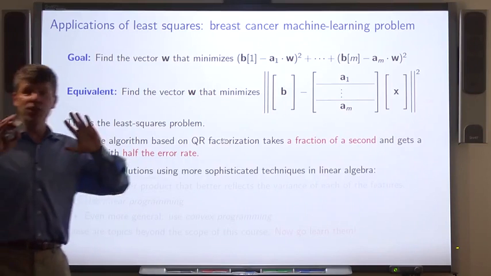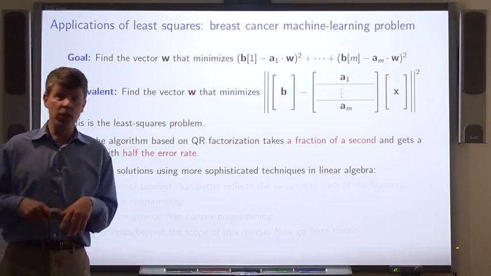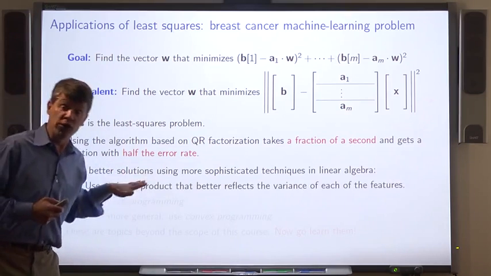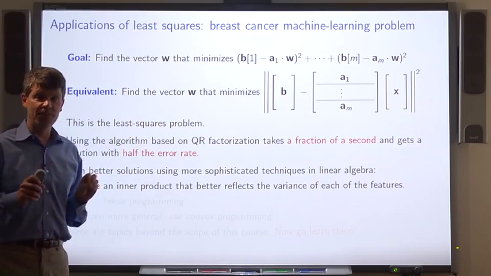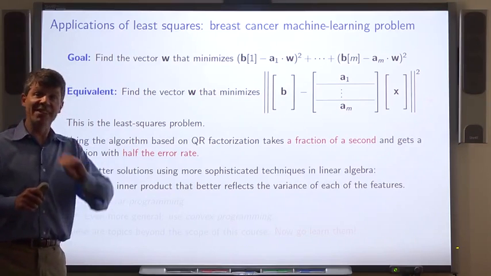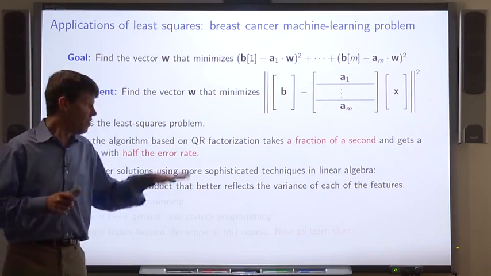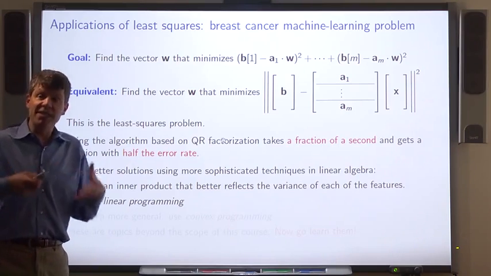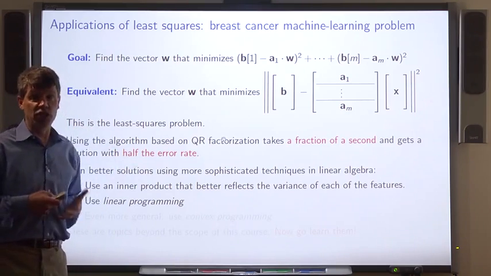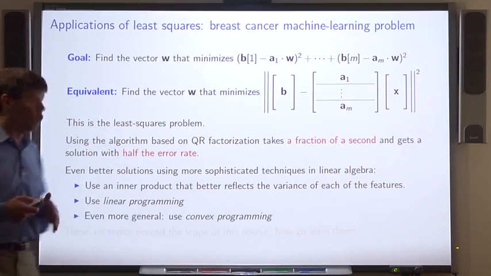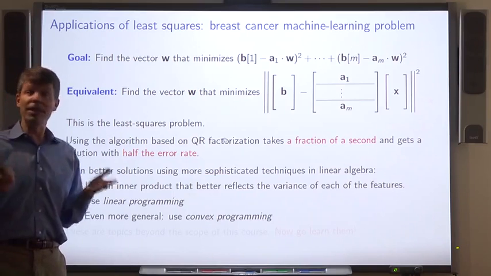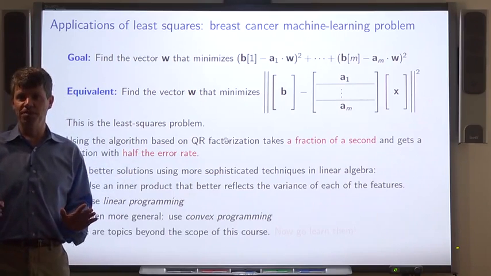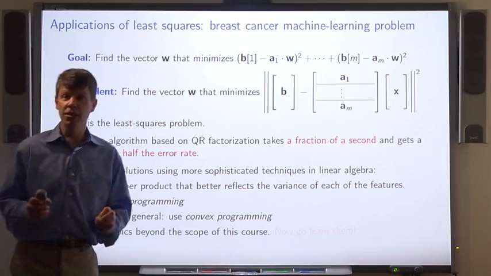Now, this is just the very beginning of machine learning. You can use a lot more sophisticated methods to get even better solutions, such as using a different inner product, not the dot product, an inner product that reflects the variance of the various features. You can use linear programming to optimize a slightly different cost function, a slightly different loss function. You can even use convex programming to minimize some more sophisticated loss functions. All of this is beyond the scope of this course. But now you have the ingredients, so you can go learn it.